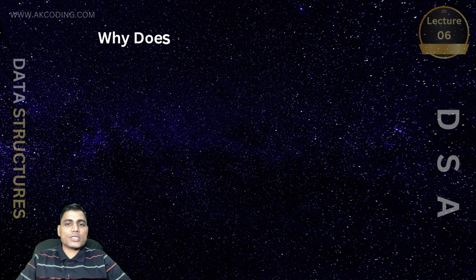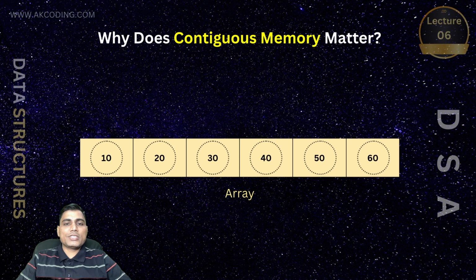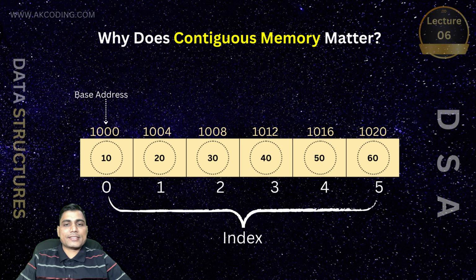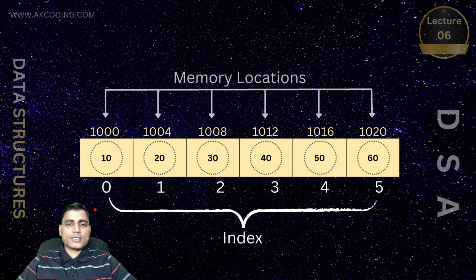Why does contiguous memory matter? Well, when you want to access an element in an array, you just need to know the memory address of the first element, let's call it the base address, and the position of the element you want, its index. With this simple formula, the computer can jump directly to the memory location of the element you need without searching throughout the entire array.